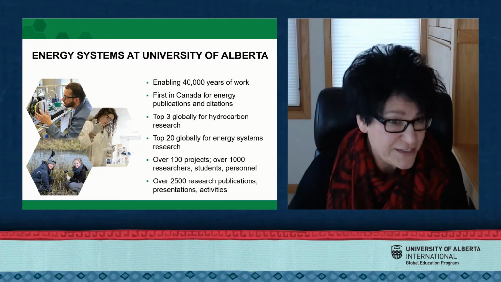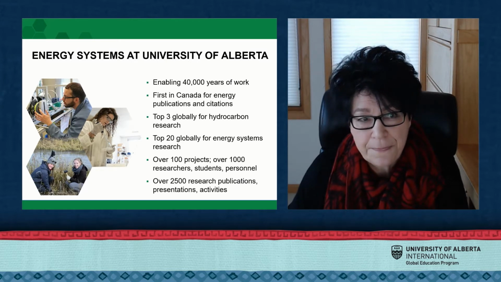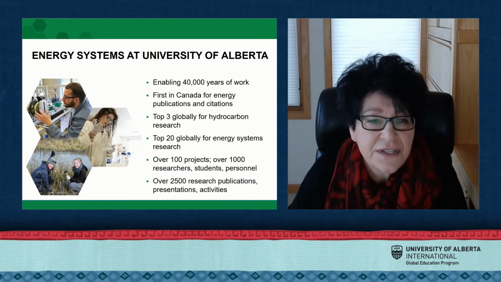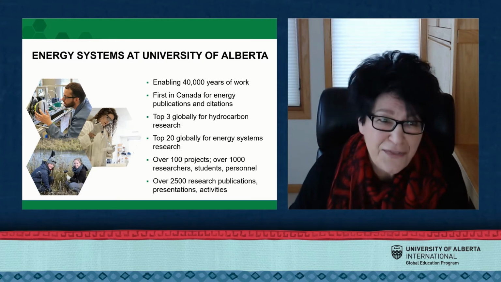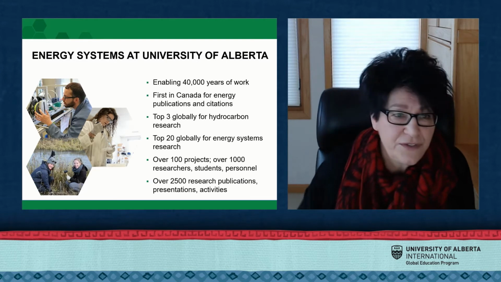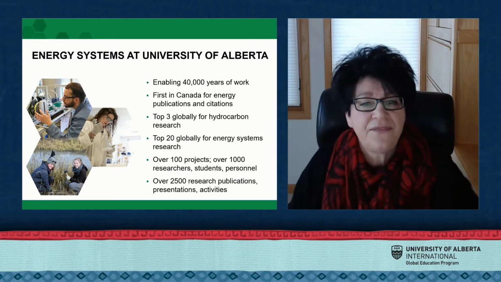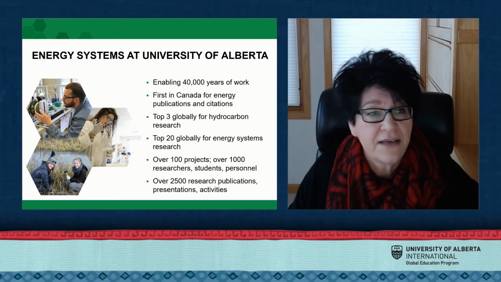The University of Alberta is a very proud contributor to achievement of SDG 7. We've focused on energy research for decades, achieving excellent status for that work. And the programs we currently have in place will enable 40,000 person years of work based on over 100 projects and 1,000 focused researchers, students, and staff. And this 40,000 person years is tied to the Future Energy Systems program, which I'll tell you about in a moment. So these programs at the University of Alberta bring together researchers to work together on SDG 7 challenges.